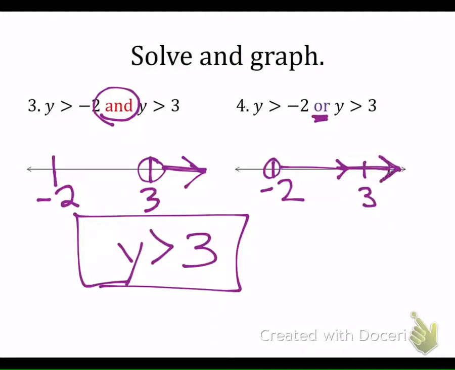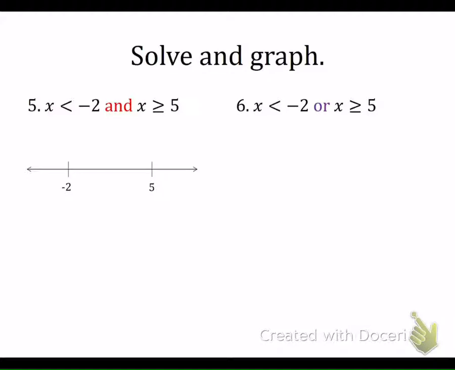So that's good. It can make both of them true in an or, but it has to make at least one of them true. So here we start at -2 and we go to the right. So now it would be y greater than -2.